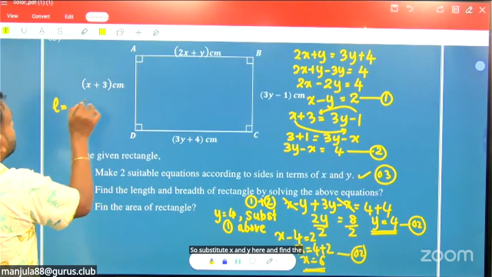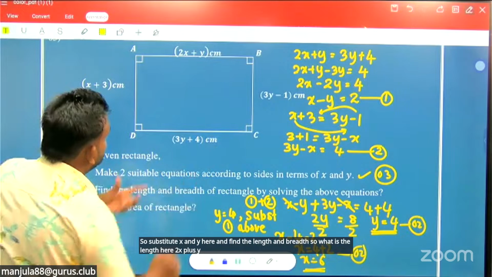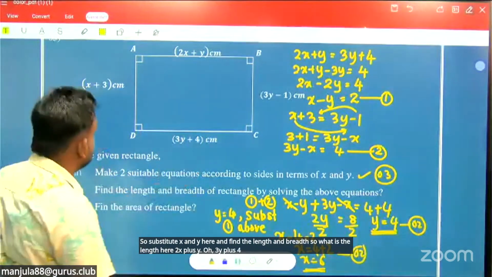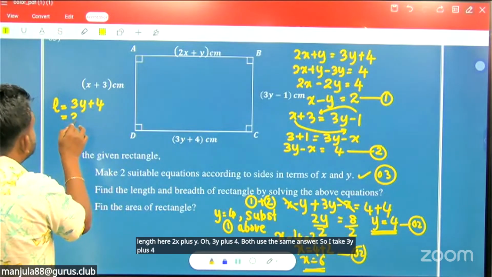So what is the length? Here 2x plus y, or 3y plus 4. Both give the same answer. So I take 3y plus 4. Why? Only y needs to be substituted.